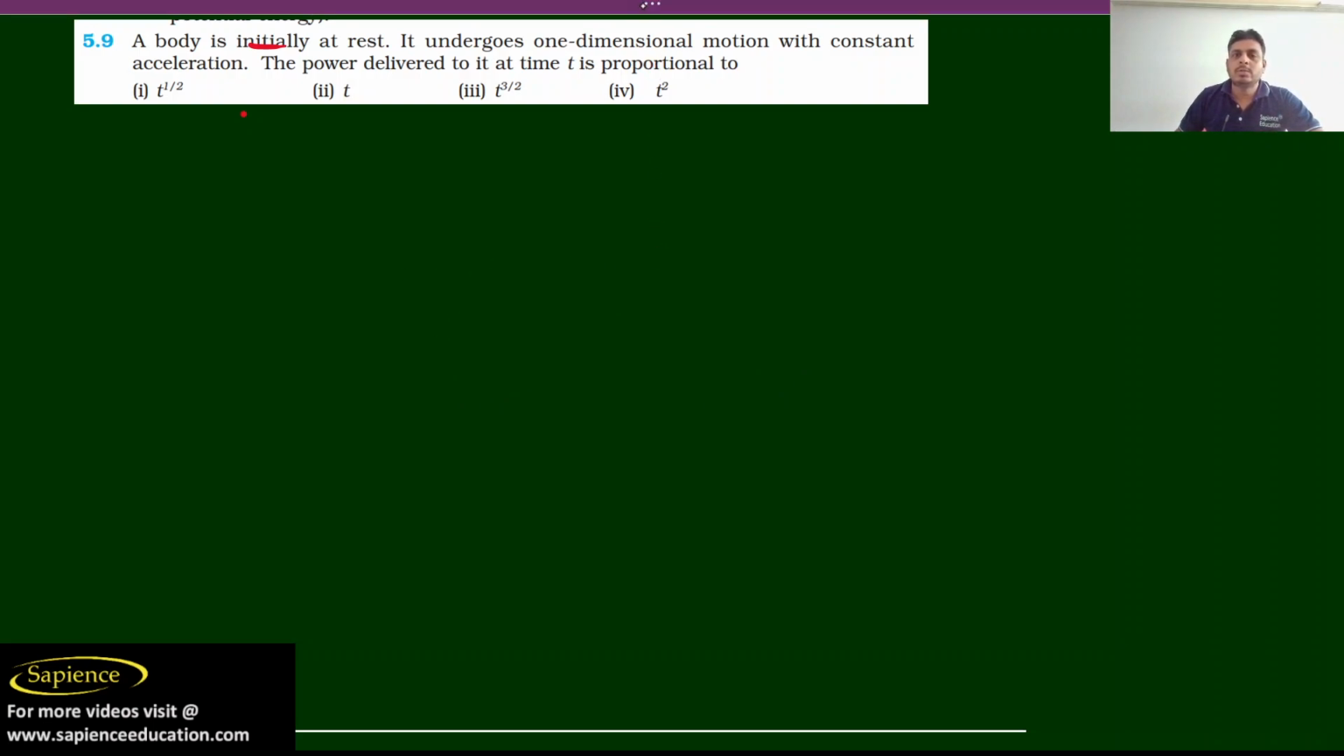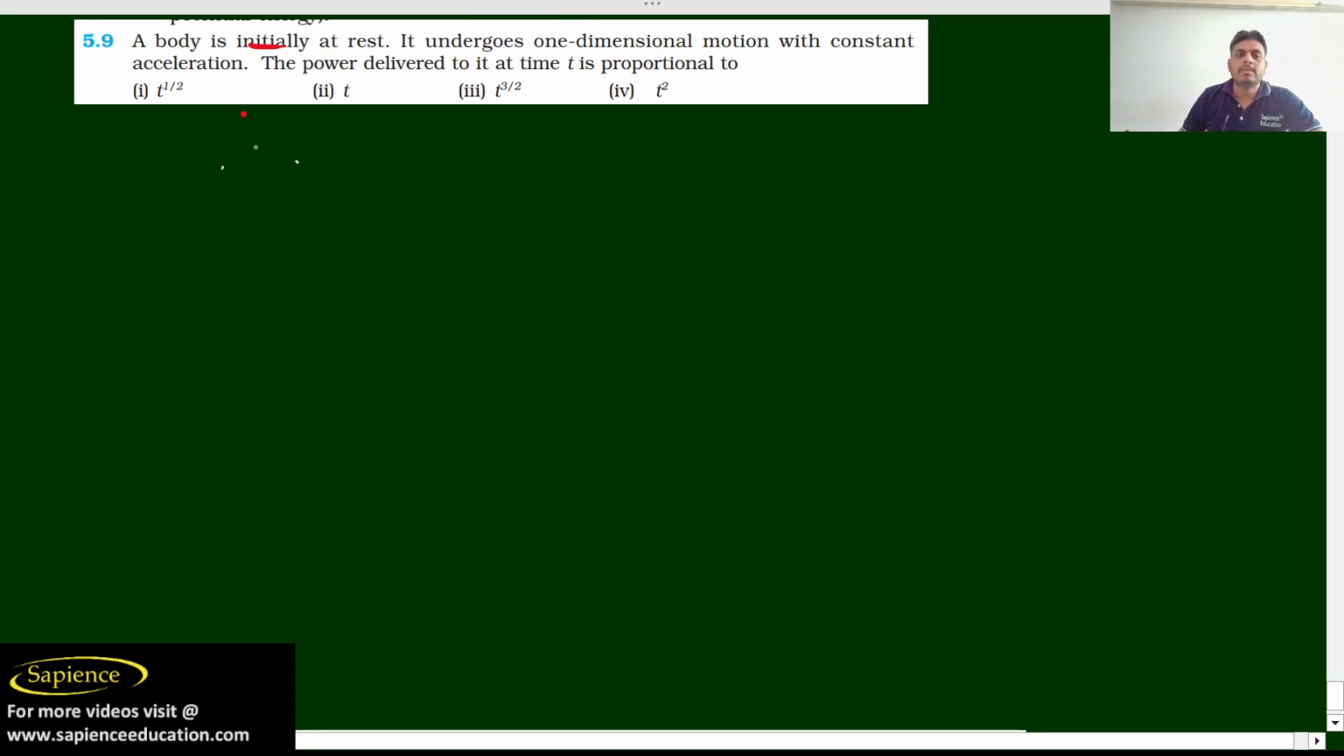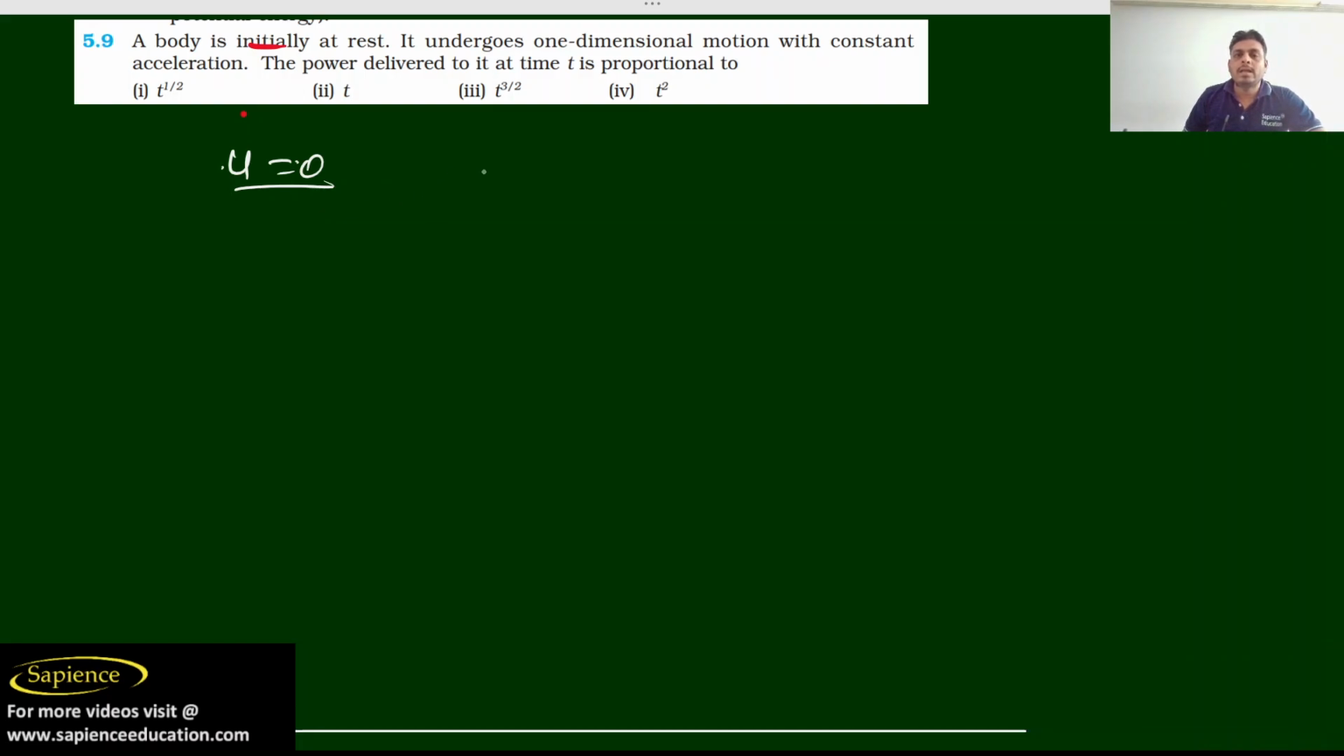Let us do it step by step. What have they given and what do they want? They have given that the initial velocity is 0 and it undergoes one-dimensional motion with a constant acceleration. So acceleration is constant, right? And the power delivered to it at a time t is proportional to... so P is proportional to t. What is the relation between power and t, is power directly proportional to t or t to the power x? We need to find the perfect relation.